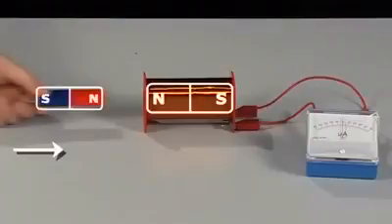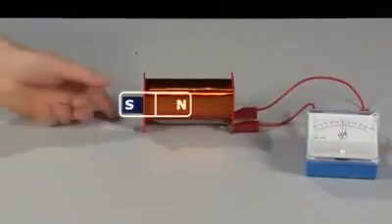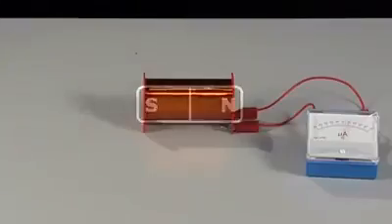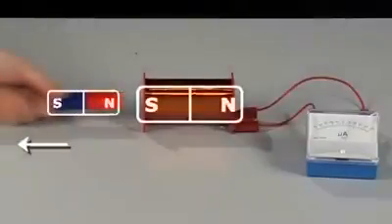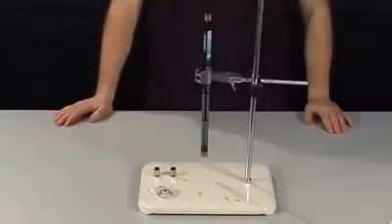So the polarity of the magnetic field of the coil dictates in which direction the induced current flows. On the other hand, when the magnet is moved away from the coil, the direction of the induced current changes as it tries to oppose the moving magnet by creating a magnetic field with the south pole near the moving magnet, unlike poles attract. Here is another demonstration of Lenz's law.